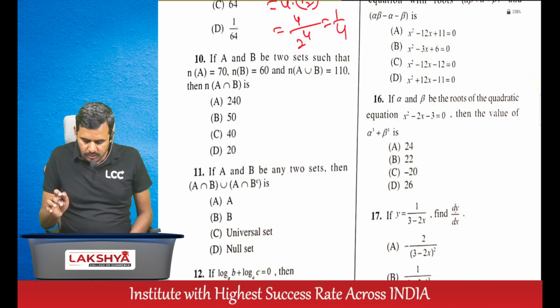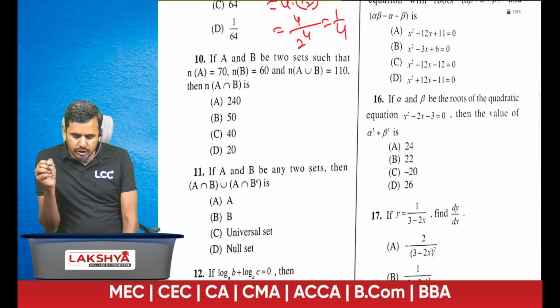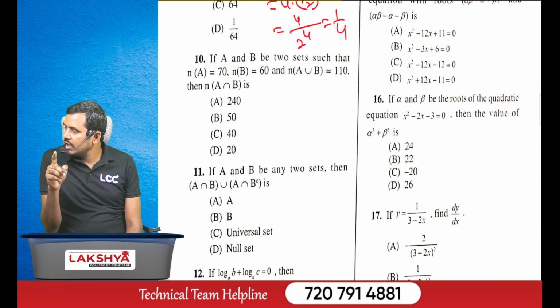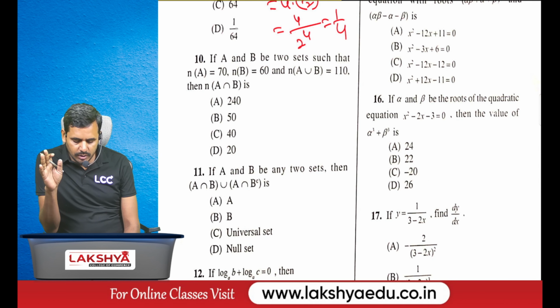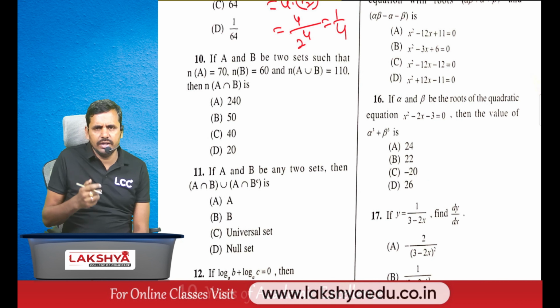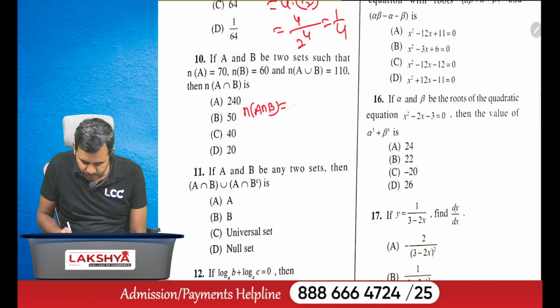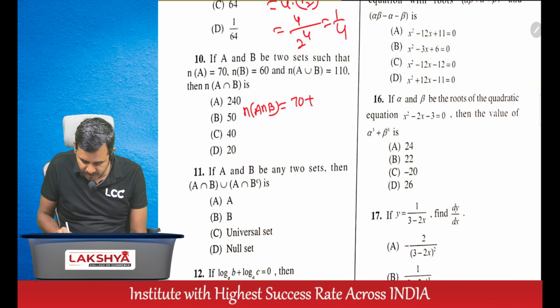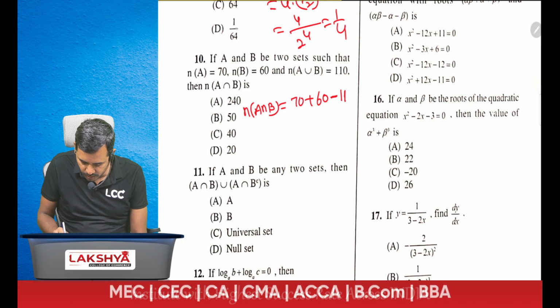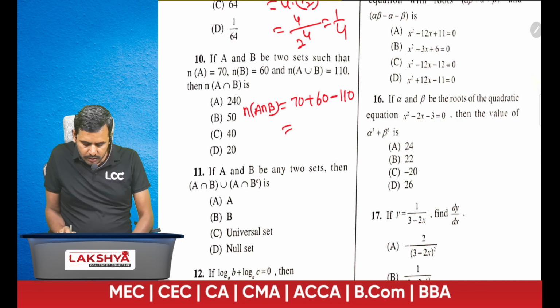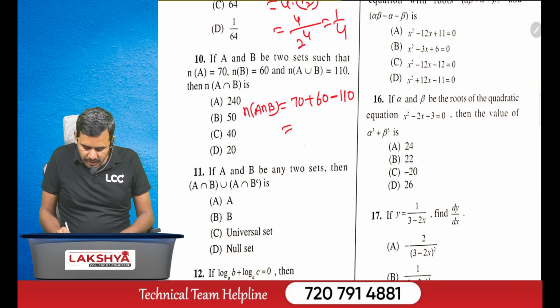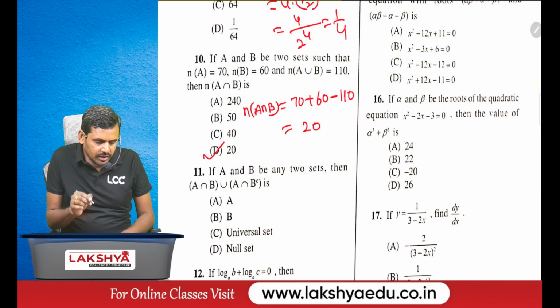Next, problem number 10. A and B are two sets. N of A is equal to 70 and N of B is equal to 60. N of A union B is equal to 110. What is N of A intersection B? You know the formula. N of A intersection B is equal to N of A, 70, plus N of B, 60, minus 110. Okay, right. Now simplifying this, we will get 20. Therefore, the right answer is D.